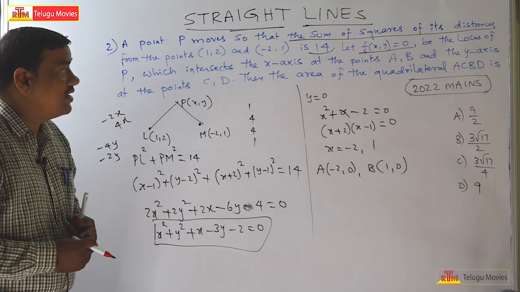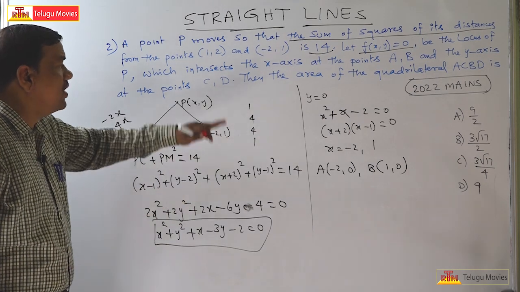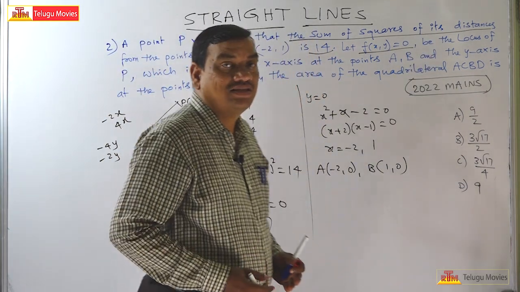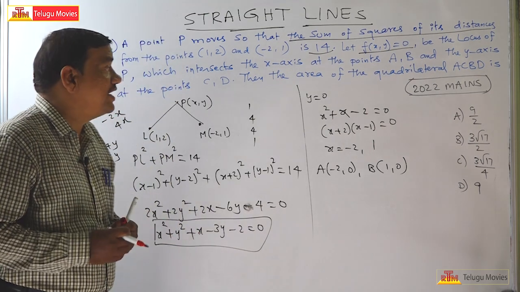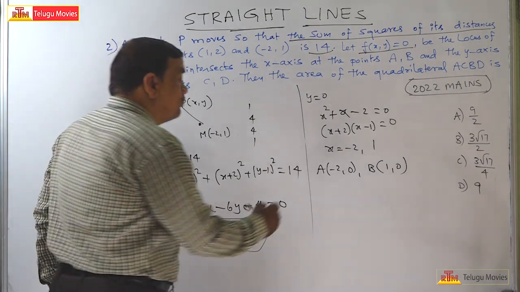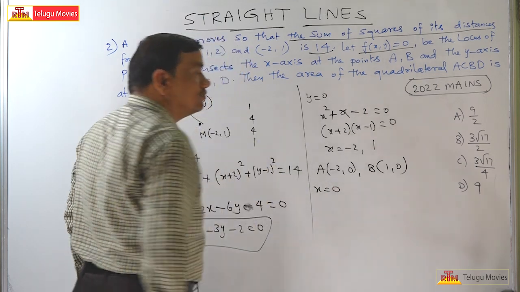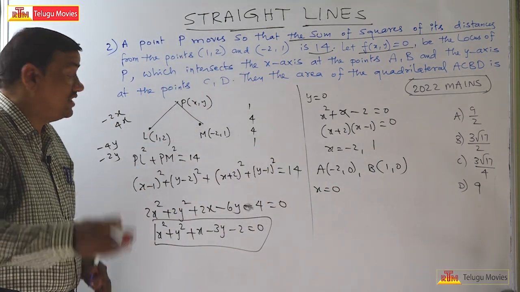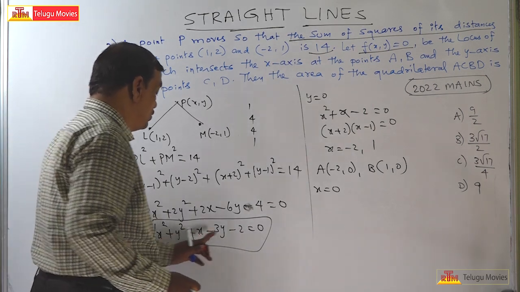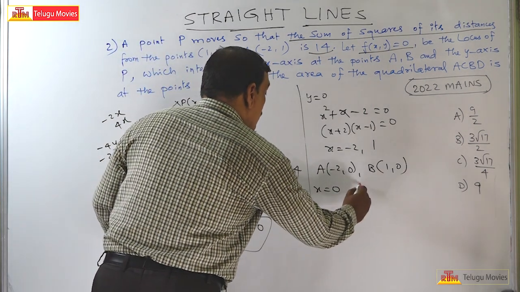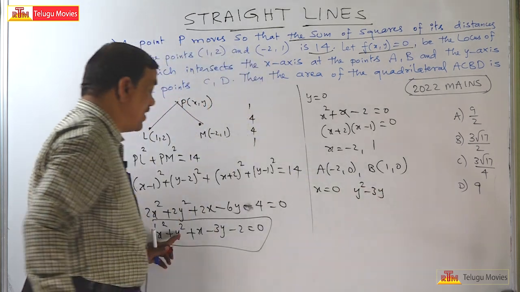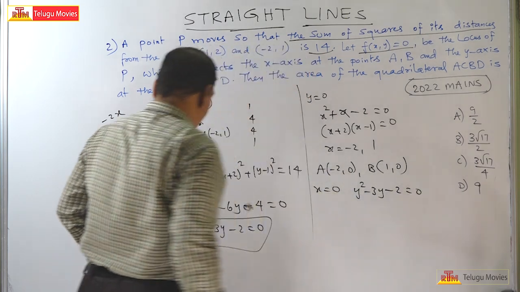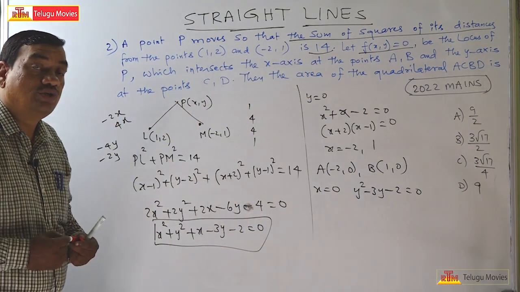Now let us see the coordinates of C and D. How can you find them? The curve intersects the y-axis. So if you want to find the coordinates of C and D, let us put x is equal to 0. So what will you get here? y square minus 3y minus 2 is equal to 0. Y square minus 3y minus 2 is equal to 0.